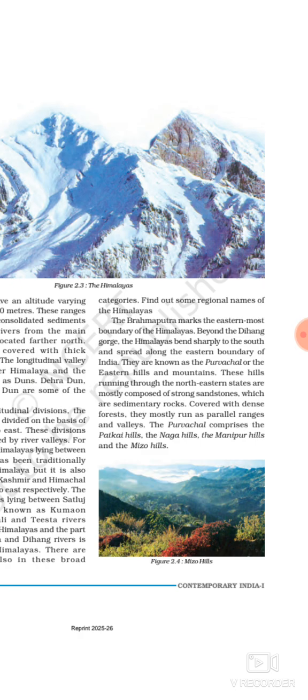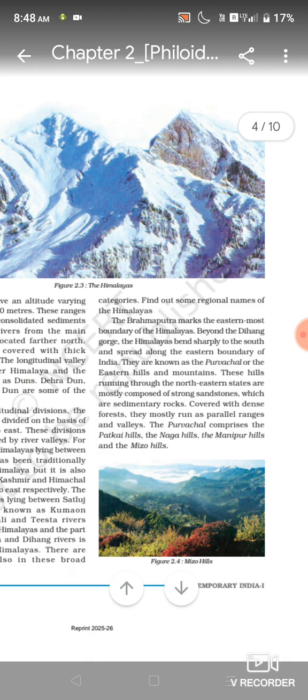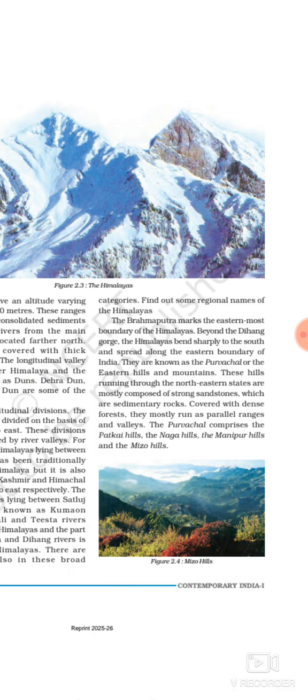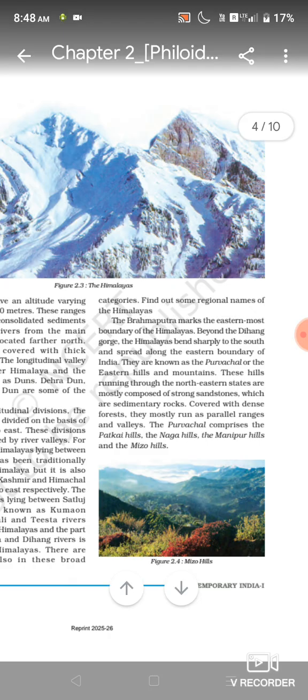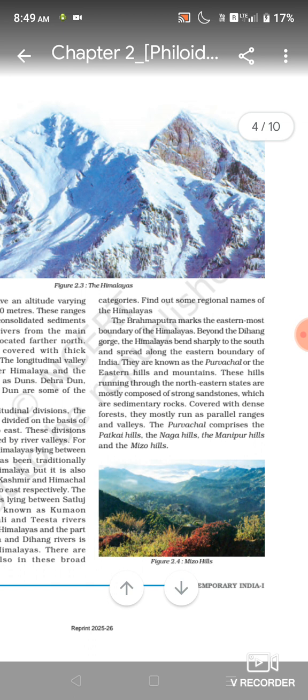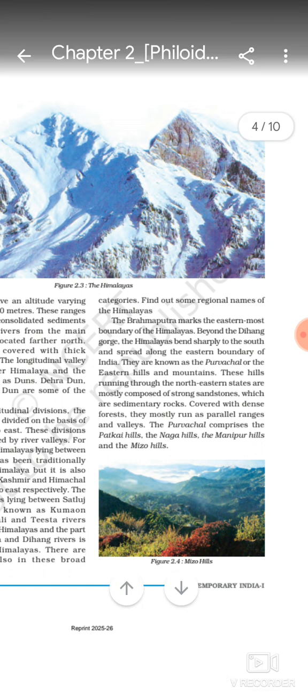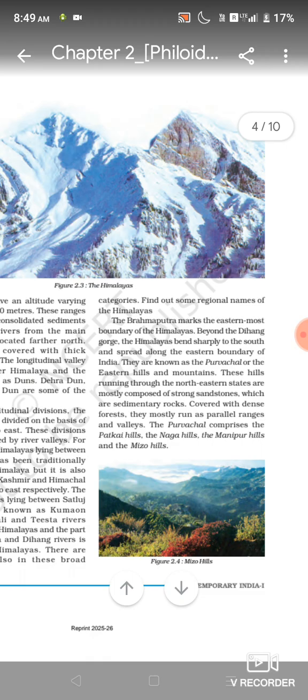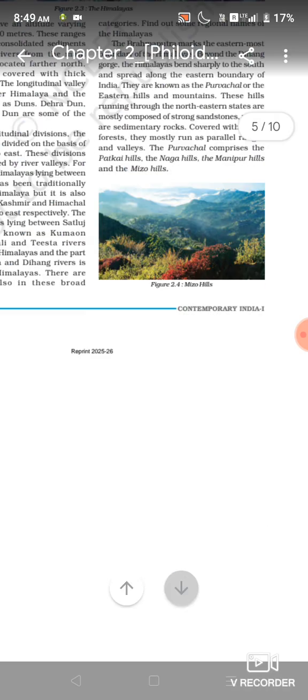The Himalaya bends sharply to the south and spreads along the eastern hills and mountains. These hills running through the northeast states are mostly composed of strong sandstone, which are sedimentary rocks, covered with dense forest and mostly run as parallel ranges and valleys. The Purvanchal comprises the Patkai Hills, the Naga Hills, the Manipur Hills and the Mizo Hills.